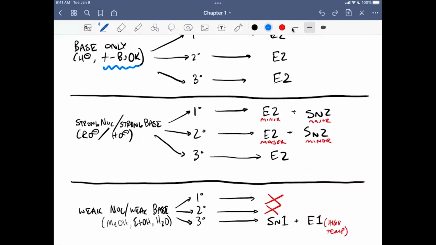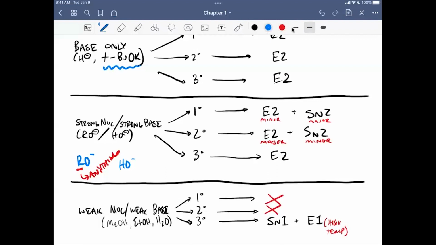Where it becomes complicated is when you're dealing with a strong nucleophile and a strong base. For the examples I have here, if you have RO minus or OH minus, and again, this R means anything can be in that R, it really depends on if it's primary, secondary, or tertiary what the major product is. And remember, the major product is more than 50% of the product mixture.